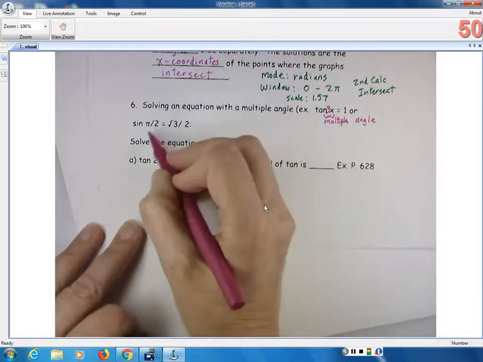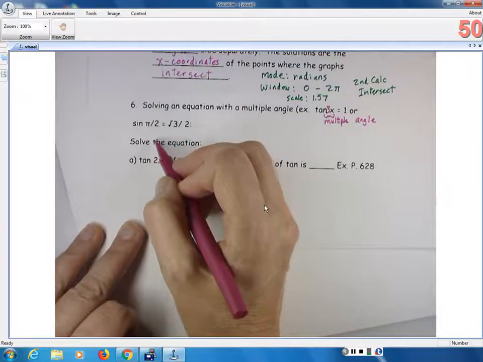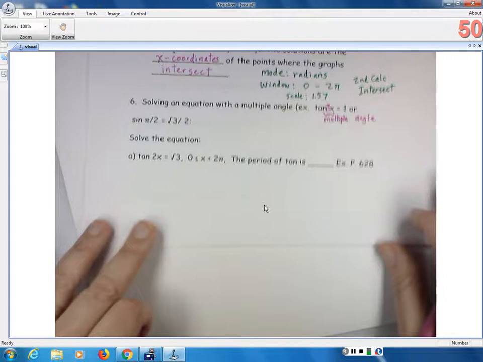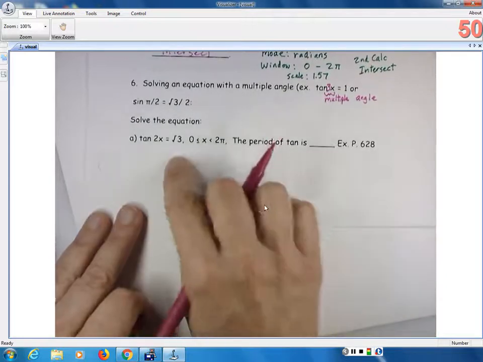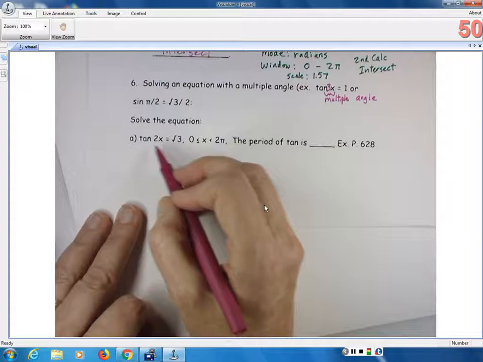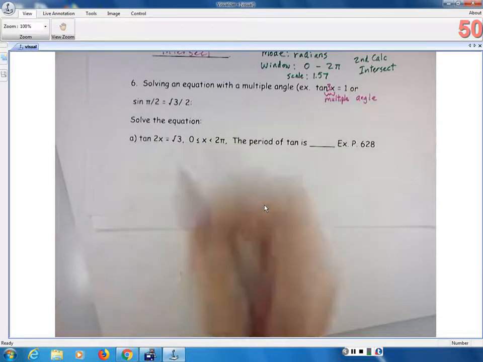And this is, well, I don't think that's a good example. I'll have to look back. But here, we're going to do an example. Solve a double angle here. Solve tangent of 2x equals square root of 3.